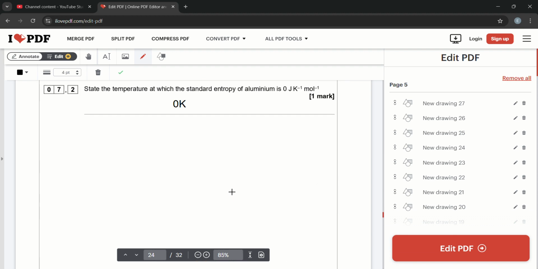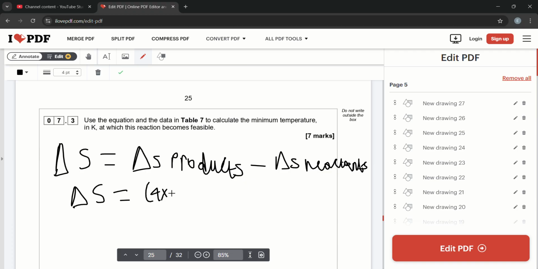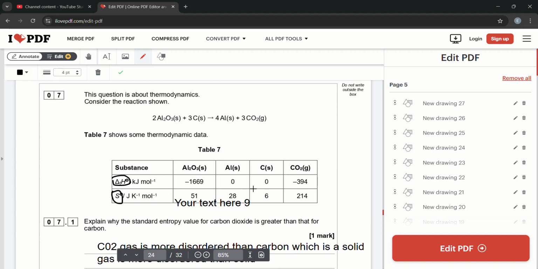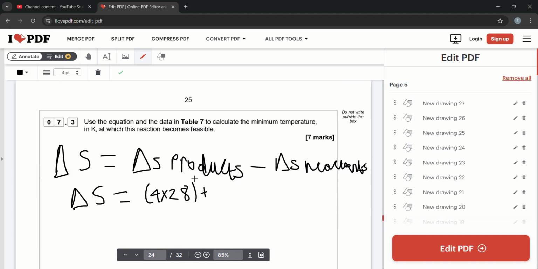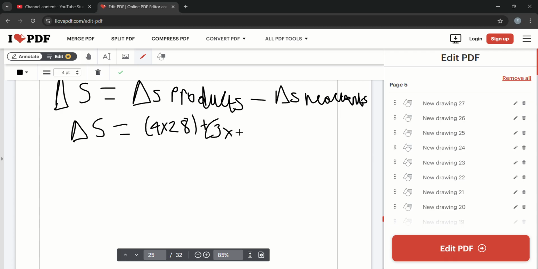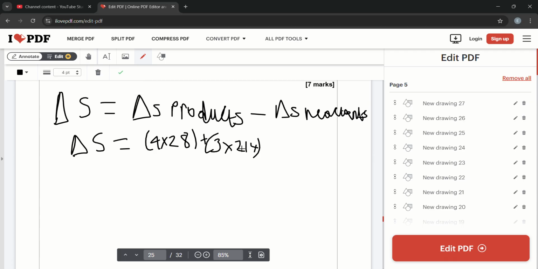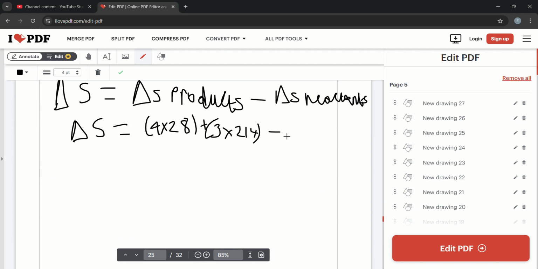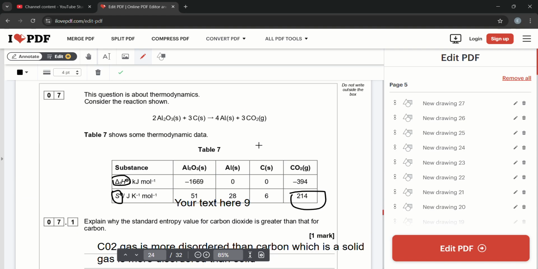Entropy change equals products: 4Al, so 4 times 28, plus, how do I know it's 28? Because this is the S entropy and that's formation data. So 4 times 28 plus 3 CO2, 3 times 214, products, minus reactants: 3C, 3 times 6, plus 2Al2O3, 2 times 51.